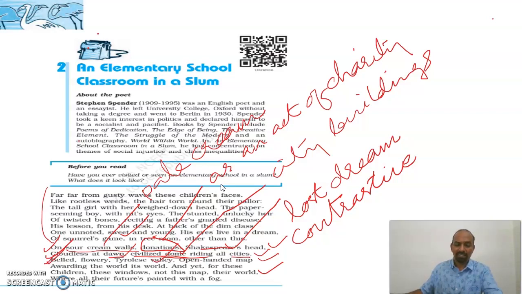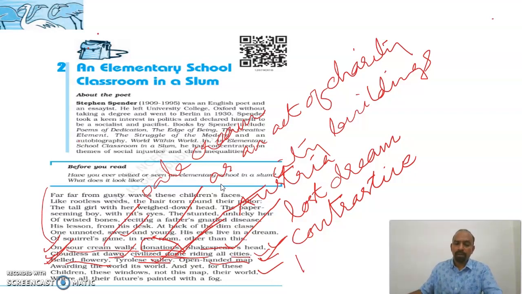We can take it as different or as a single image. Build flowery means bell-shaped flowers. The picture of bell-shaped flowers is in the classroom. Another donation is Tyrolese Valley. It is in Austria. It's a beautiful valley without any ice. Then open-handed map. It's something like our atlas, open-handed map. All these are the donations in the classroom.